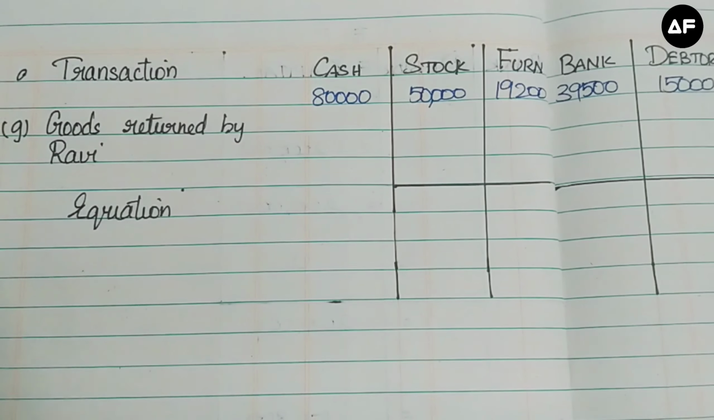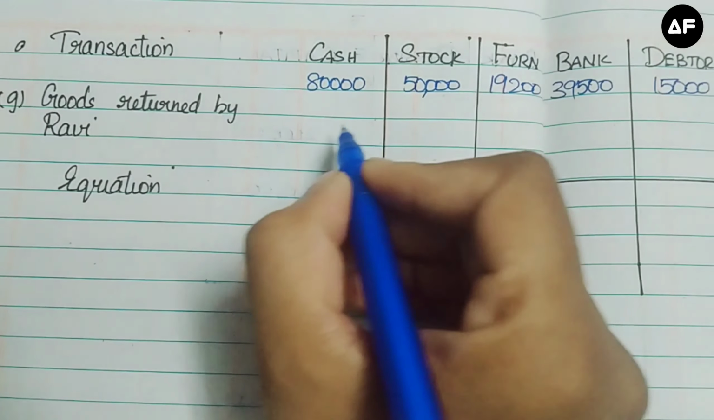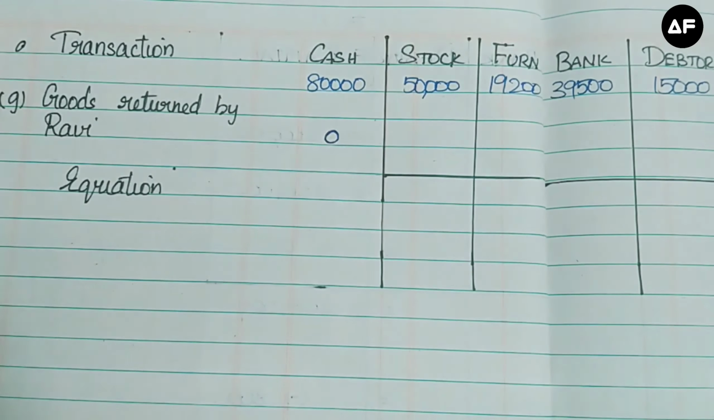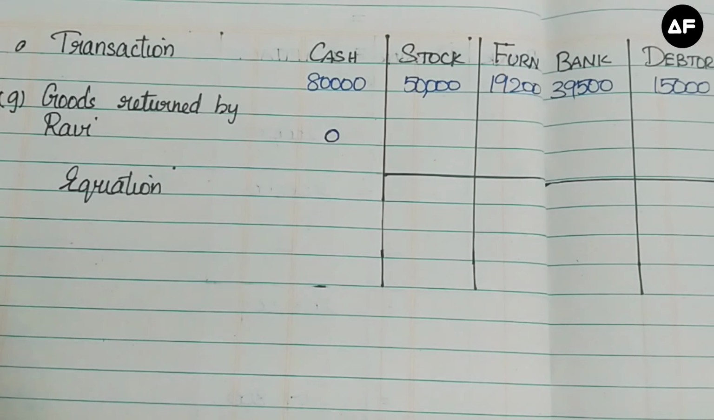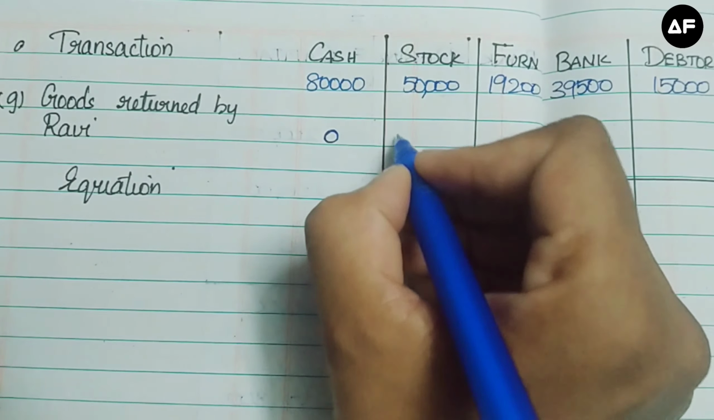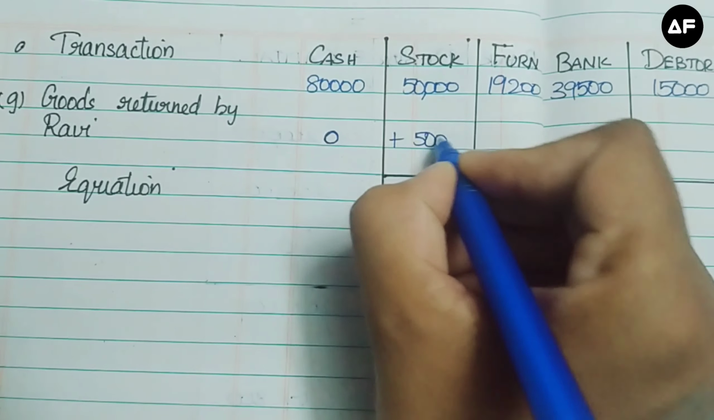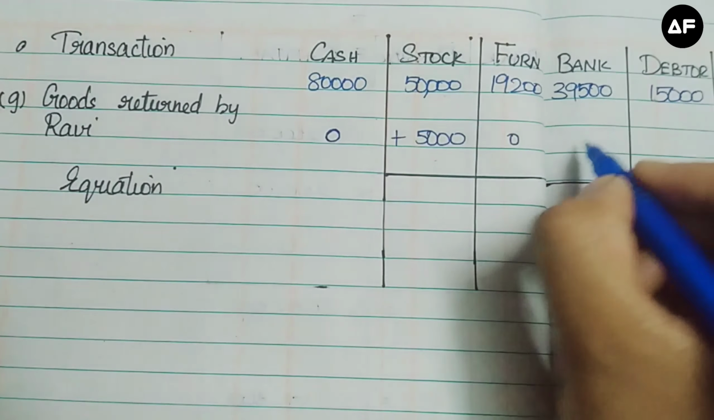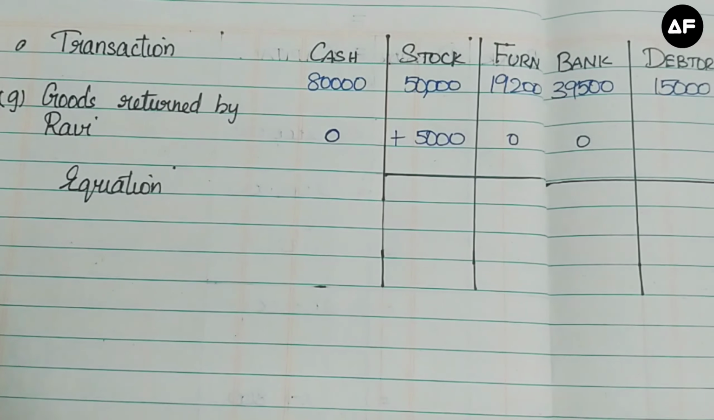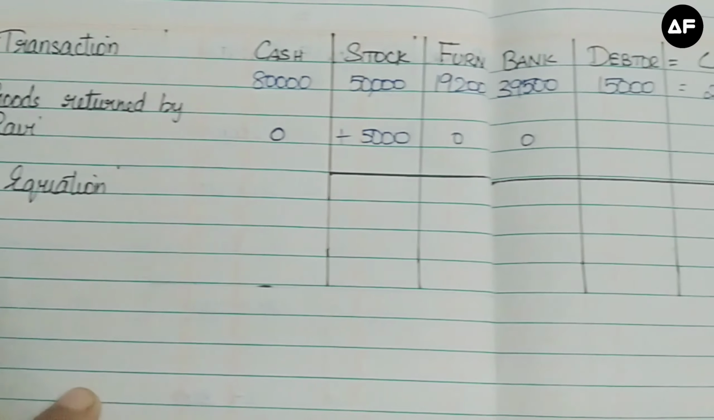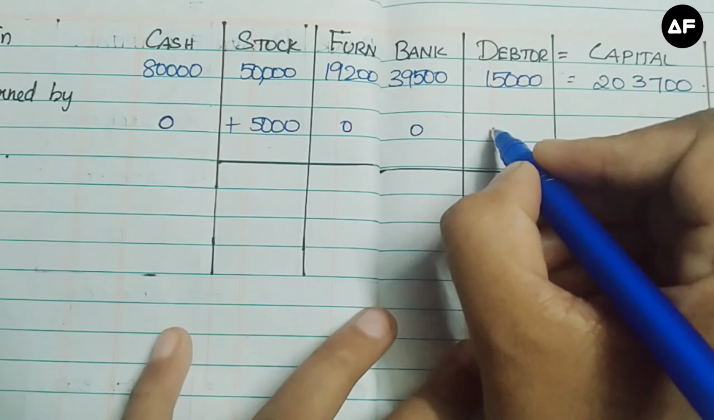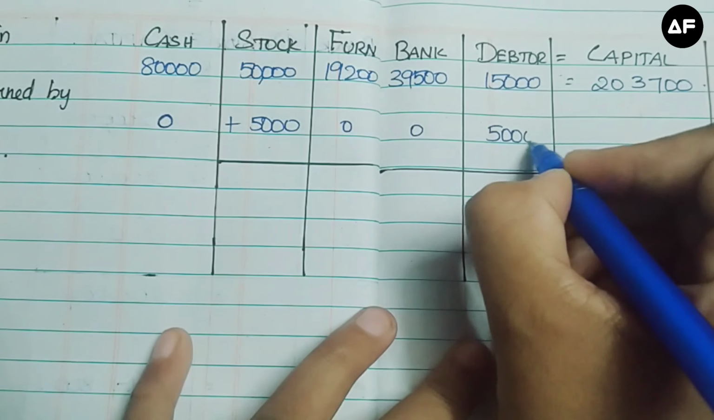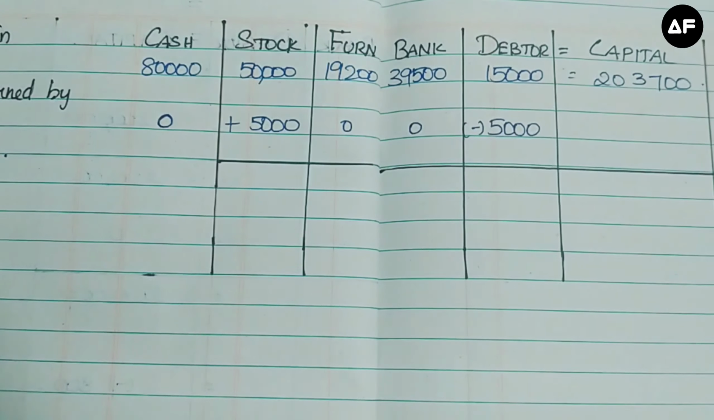Now for the last transaction, Ravi is returning goods to us which cost 5,000 rupees for us. According to him, it is 7,500. So goods returned by Ravi is 7,500, costing 5,000. I do not have anything to do with cash, so I put a big 0 for cash. Now he is returning goods worth rupees 5,000, so I add 5,000 to my stock because stock is coming inside the firm. For the furniture, it is a 0, and the bank also is a 0. Since he has returned the goods, Ravi need not pay me 5,000 worth.